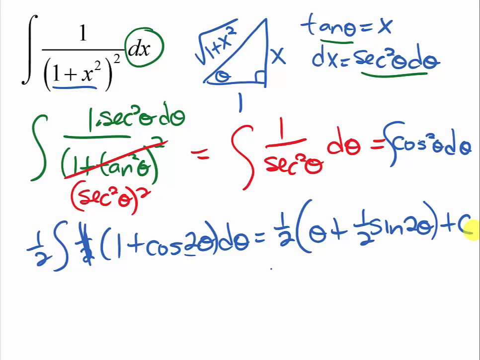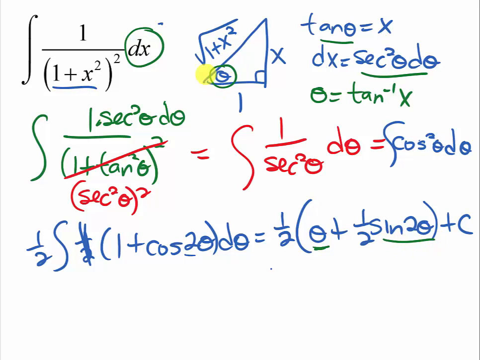We're not done because I need to get everything back in terms of x, and I'm going to use my triangle to help me do that. Now up here, if tangent theta equals x, then theta is going to be inverse tangent of x. So that's what I'll do to replace this theta, but this one is sine 2 theta, and my triangle is in terms of theta.